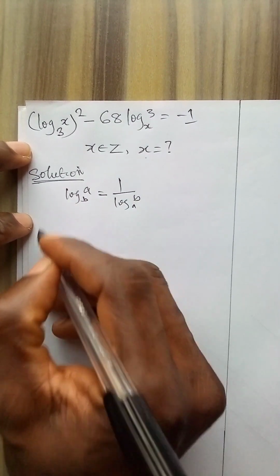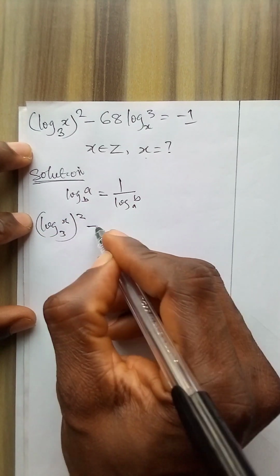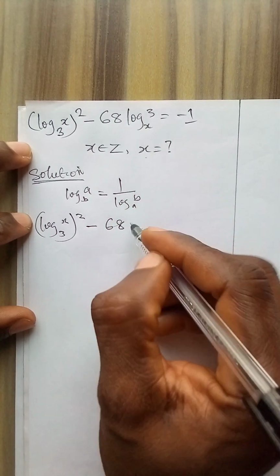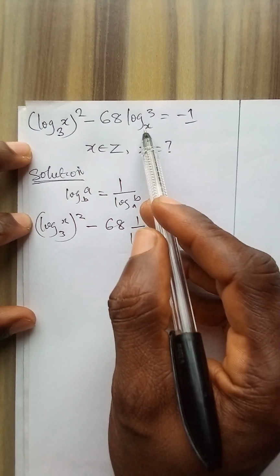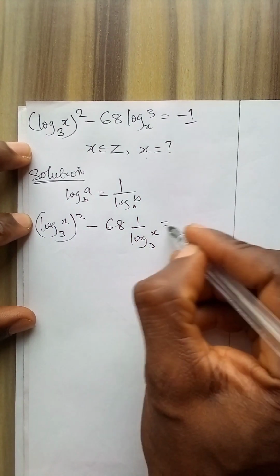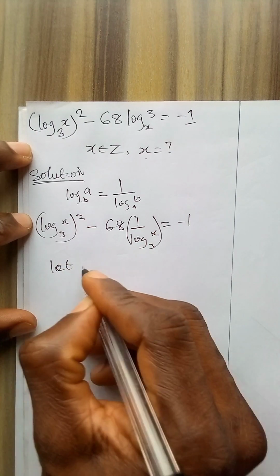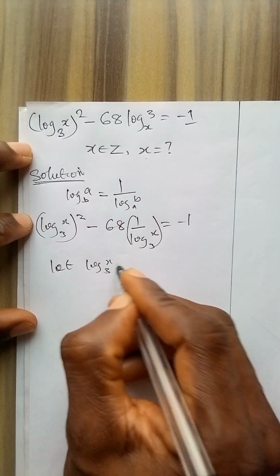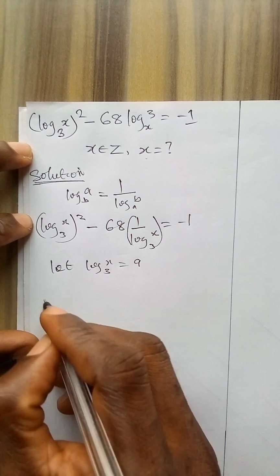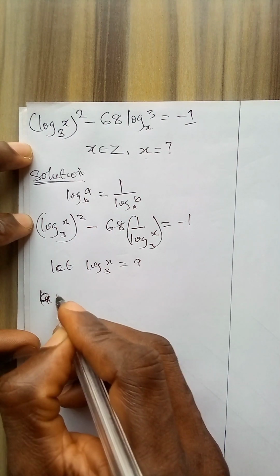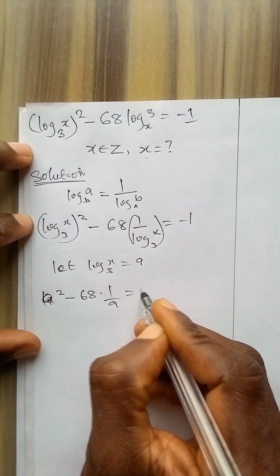So applying this law, we'll have (log to base 3 of x) all to power 2 minus 68. Now this becomes 1 over log to base 3 of x instead of log to base x of 3 as we have it originally, equals minus 1. Let's remember that this is a quantity. Let log to base 3 of x equal a. So if I substitute a for log to base 3 of x in the original equation, I have a to power 2 minus 68 times 1 over a is equal to minus 1.